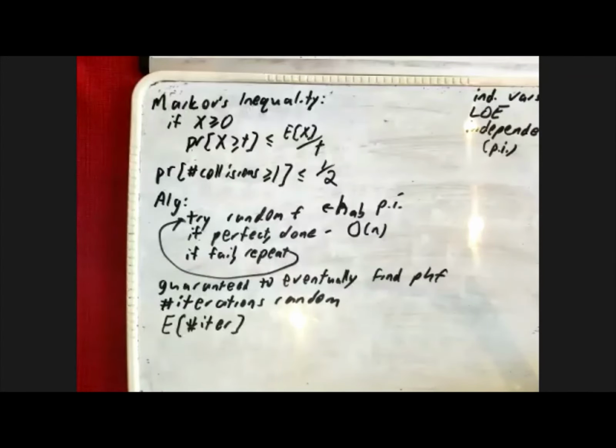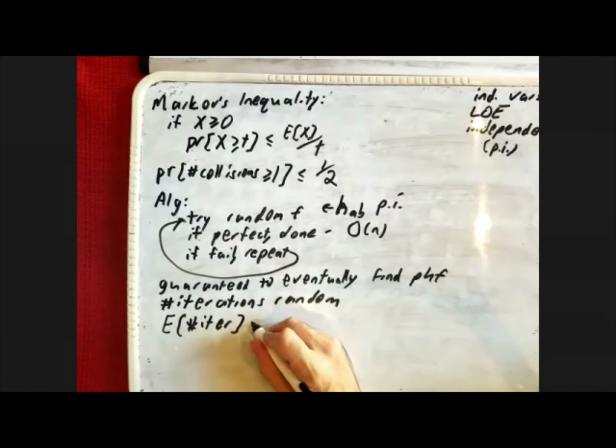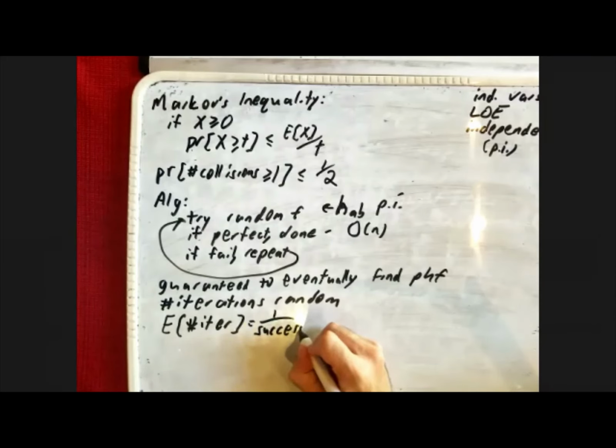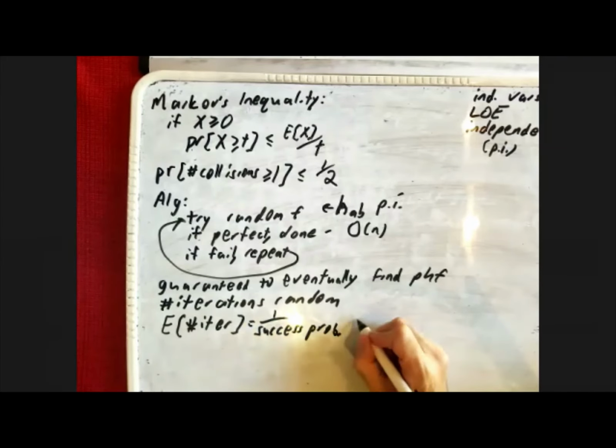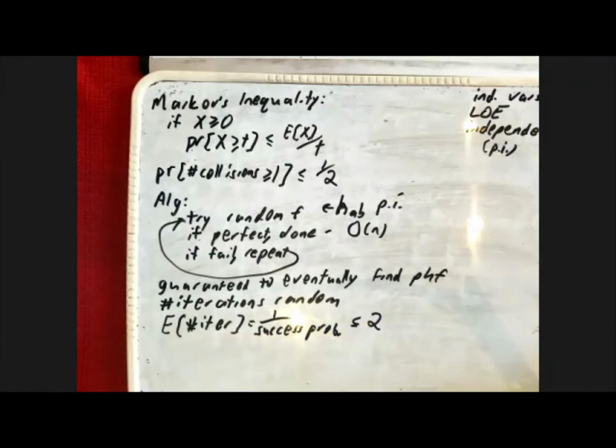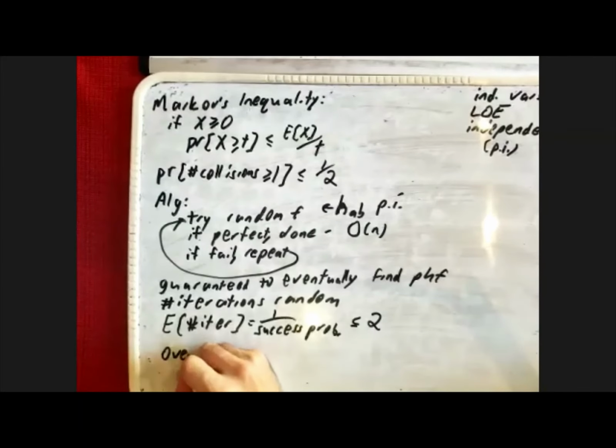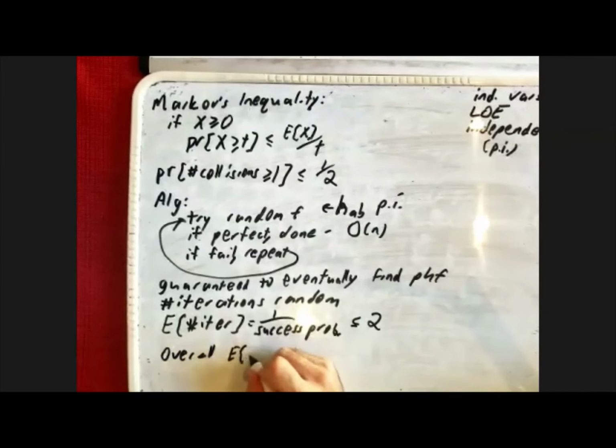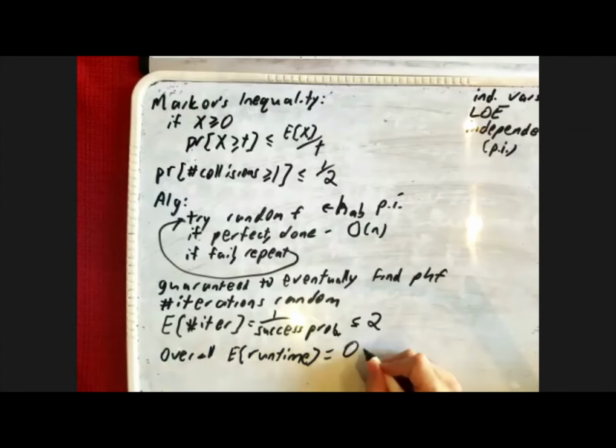Because in a uniform world, when you roll a die k times, you'll see each thing once. So that's kind of when you would expect to see the 1. So indeed, the expected number of iterations is equal to 1 over the success probability of an iteration, and is therefore at most 2 in our case, because we have a 50-50 chance of success. So overall, the expected runtime for generating this perfect hash function is order n. Just 2n. Yes?